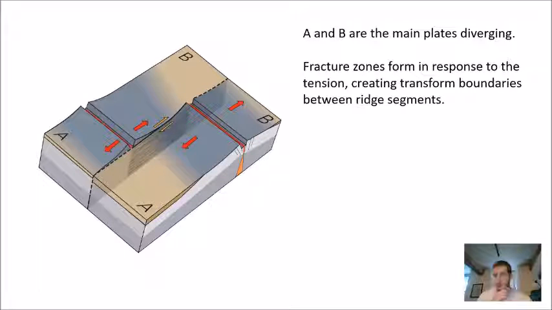We can take a little bit closer look at a diagram here. So if we see A and B as the main plates diverging, here's our ridge section here and another ridge section here. It's not continuous. It's separated by a fracture zone along which there is side-to-side movement. And so if we label this, we can see we have a ridge, a transform boundary, and a ridge. So a divergent boundary that is broken up in places by a transform boundary.